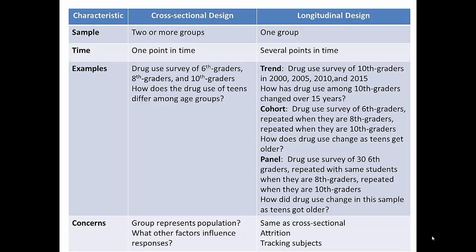In a cross-sectional design, we're going to have several groups, and at one point we're going to survey them. In a longitudinal design, we're going to have one group, and it could be a group that consists of second graders, third graders, fourth graders. It doesn't matter that the group has different people in it. It's one group, and then I've tested or surveyed them at several points in time.